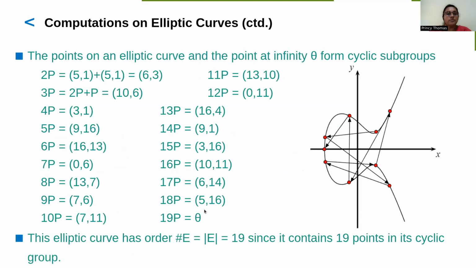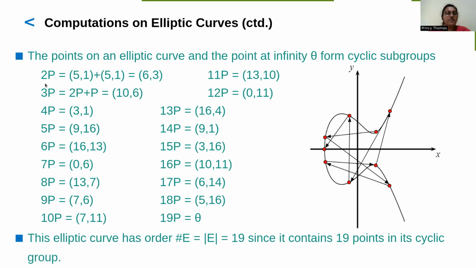Now, how do we find the other points on the curve? One thing to note is that an elliptic curve is a cyclic subgroup of a particular group. So what does cyclic subgroup mean? There is a set of points on this elliptic curve, and after a particular point, you see that these points themselves repeat. So it is cyclic.